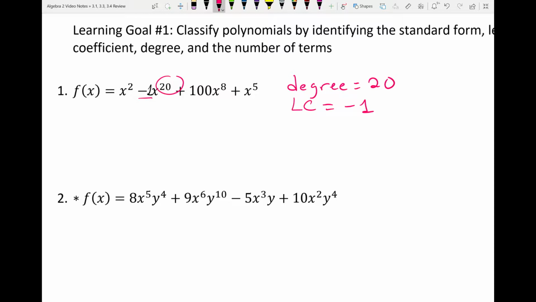Now we got to put it in standard form and find the number of terms. So let me do the number of terms first. So for the number of terms, we have 1, 2, 3, 4. So 4 terms. All right, now we're going to go ahead and put it in standard form.